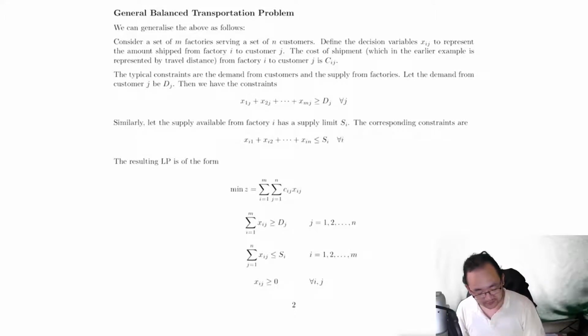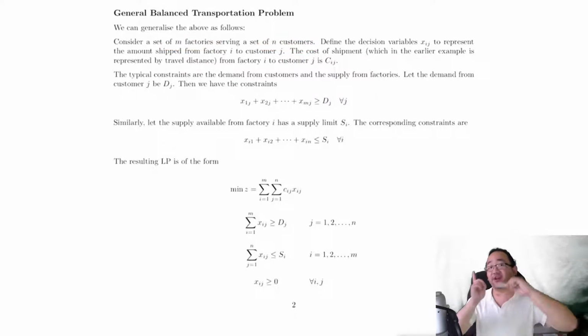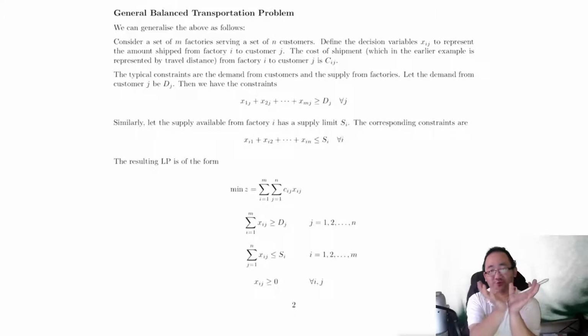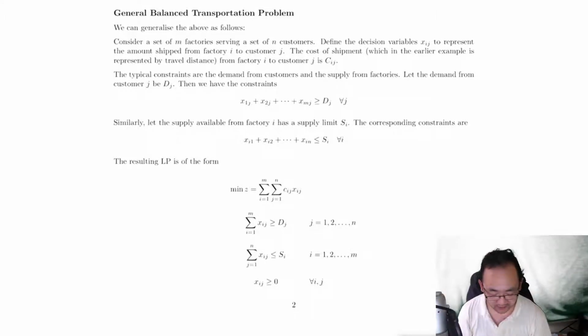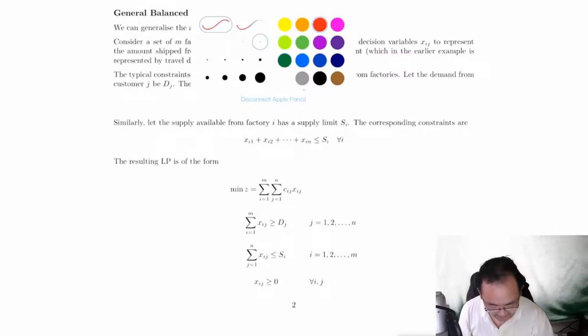So as said before, consider a set of M factories serving a set of N customers. What happened there before was that in the previous example, the factories were actually the water storage, and the customers were the water dams that basically needed water from the storage. So I'll probably just jot that down quickly.